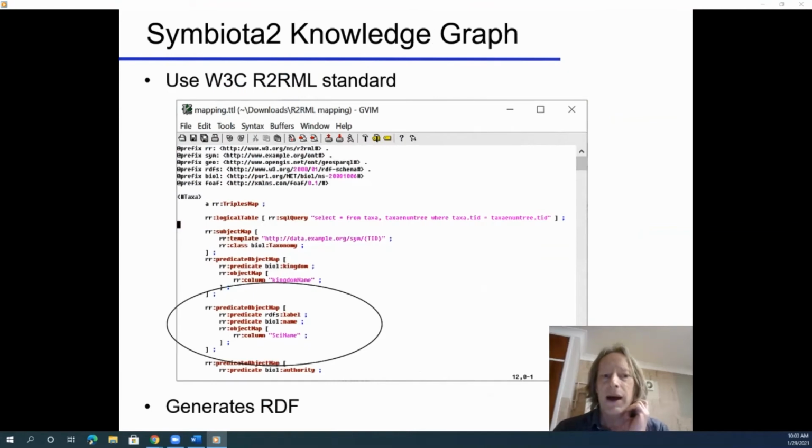So how can we contribute to this knowledge graph that's going to be used by Google and used by others? Well, for the Symbiota 2 knowledge graph, we're going to use a W3C standard called R2RML. What we're going to do is take our relational database and map it to a knowledge graph. Now, this graph is going to be represented in the Resource Description Framework, RDF.